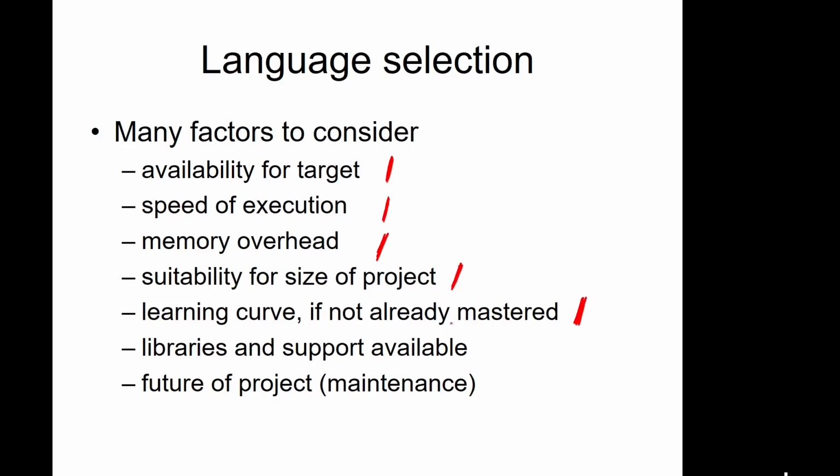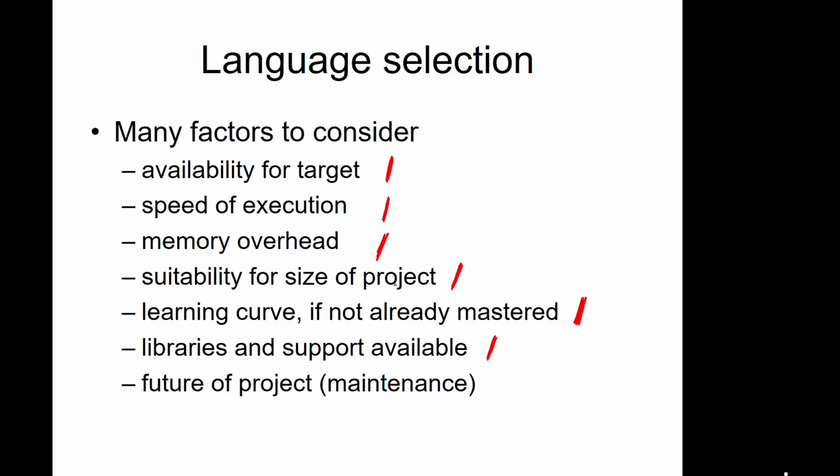And the libraries and support available. If you're using a language, what other support do you want out there? Some languages are supported better than others, and libraries are available. When I say libraries, I mean pre-written code that you can use. So that is something to bear in mind as well, what support you have in helping you develop these programs.